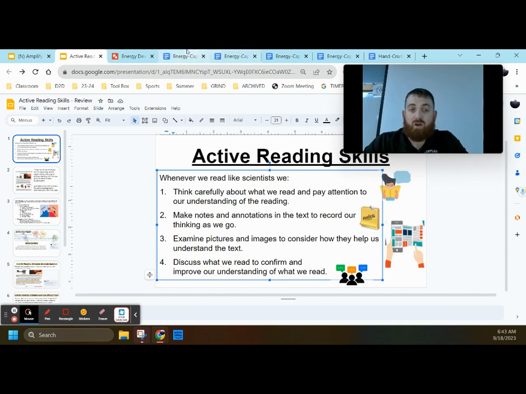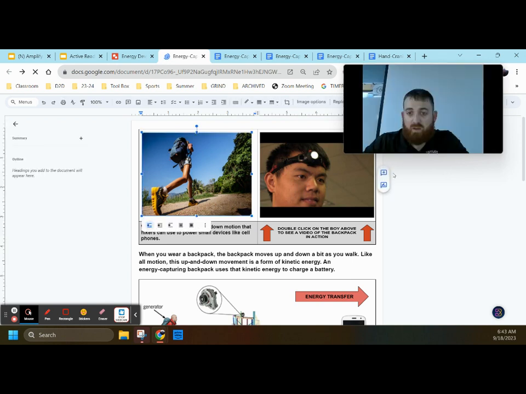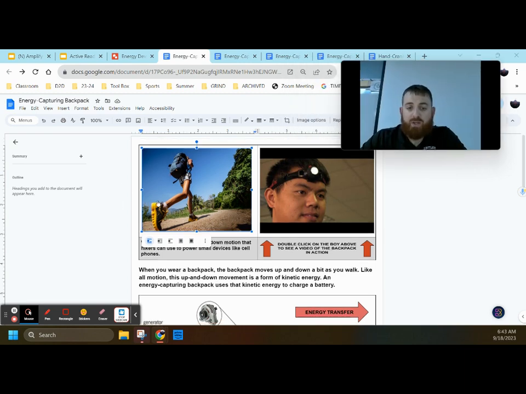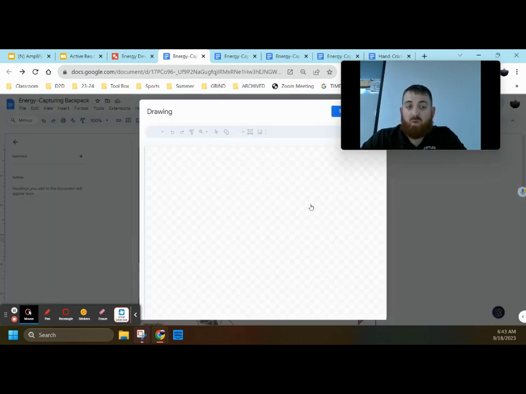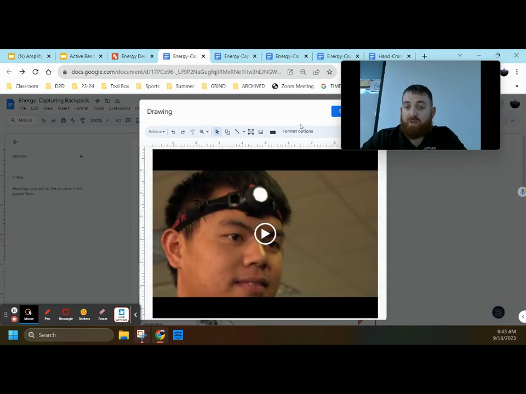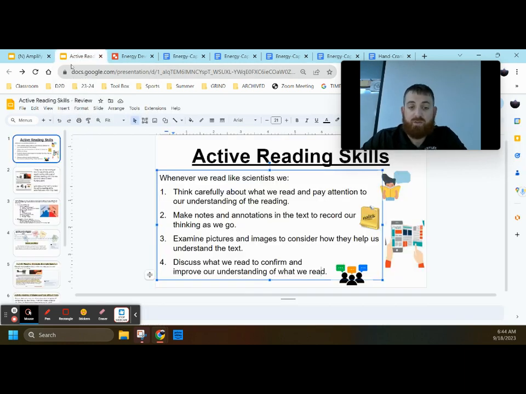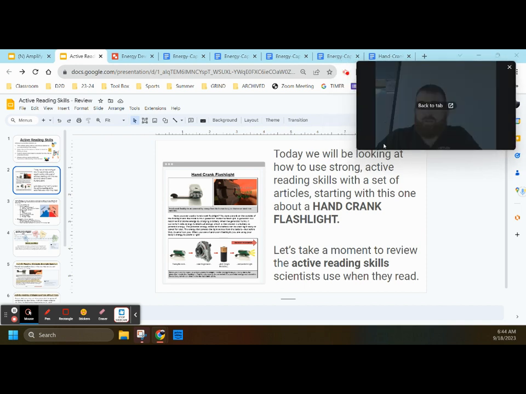So when we dive into our articles, for example, this one is titled The Energy Capturing Backpack. There's a lot of pictures, there's a lot of things to annotate, and even videos here. If you notice the directions here, when you double click on this one, it will take you into a video that helps break down the actual device itself and show you it in real world time. So make sure that you're going through and using all of the resources here as we go ahead and use our active reading skills.